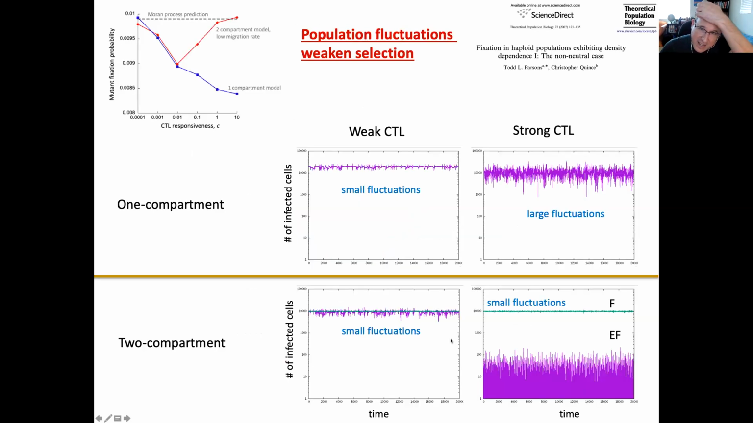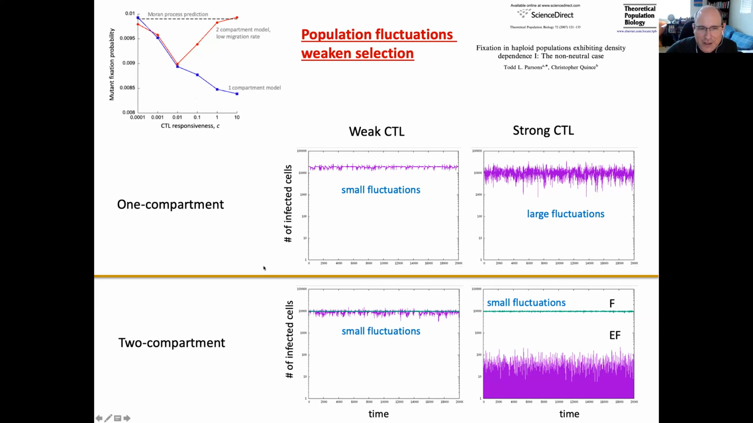This last slide is interesting to explain, because it seems to all depend on fluctuations. The Moran process is a constant population with a constant number of cells. But in this CTL model, the predator-prey type model, you can get fluctuations happening, and fluctuations are known to weaken selection. If you have a one compartmental model and weak CTL, you have small fluctuations in the population. If you've got strong CTL, you've got large fluctuations. Therefore, the fixation probability goes down and down, because it weakens selection.